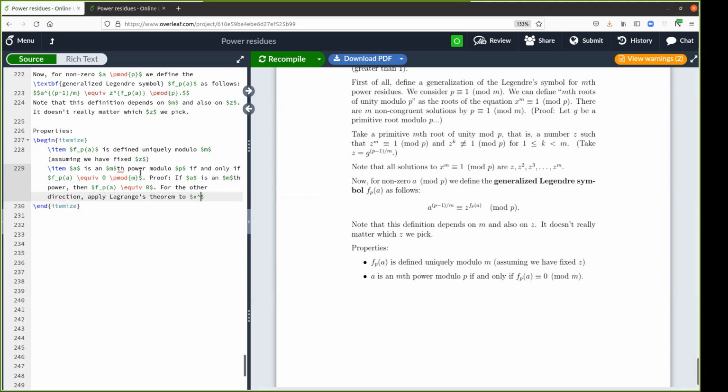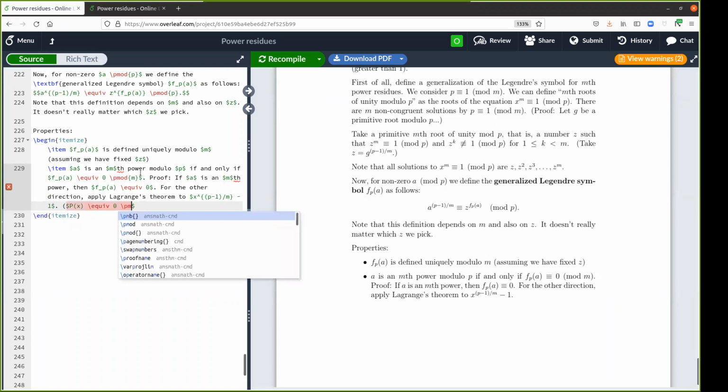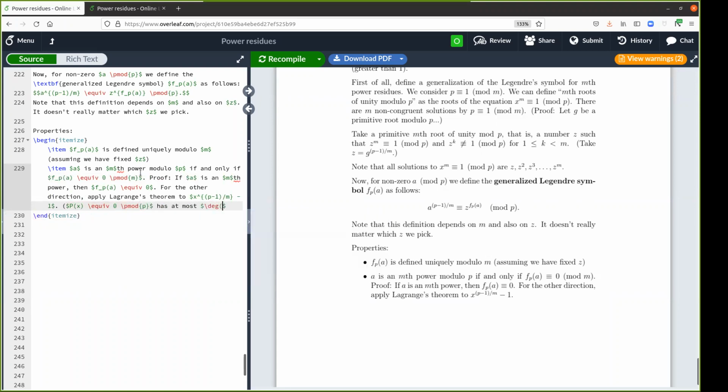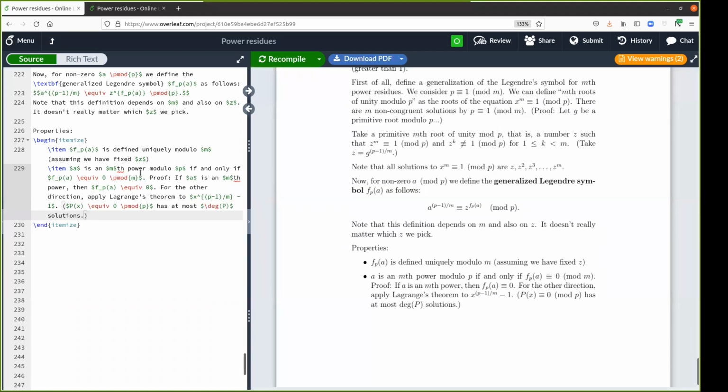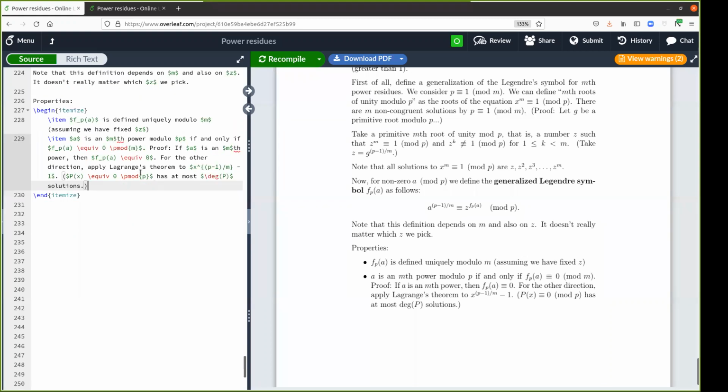And the proof is very similar to the quadratic case. What is Lagrange's theorem in this case? It just says that a polynomial equation modulo p has at most deg P solutions, assuming P is non-constant, of course.